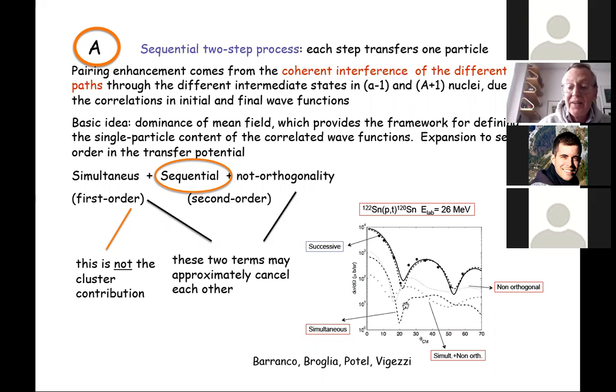These are calculations done by the Milano-Sevilla group, which has done a lot of work on this, and you can see from the figure that essentially the total final calculation that includes all the terms practically coincides with the result of the successive. This is one line of approach.